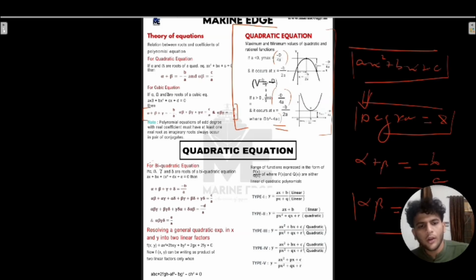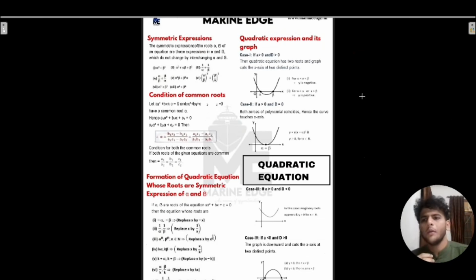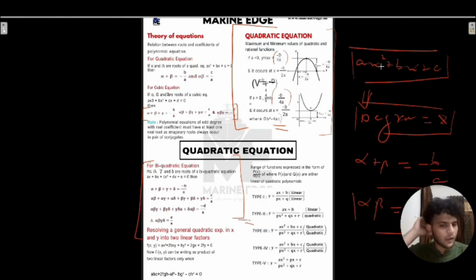Okay, so biquadratic equations also have the very same formulas. You can check that out. And now we have resolving a general quadratic expression in x and y into two linear factors. I think you are familiar with Sridharacharya's method. Yes, Sridharacharya's method, we studied how we split up the middle term. So that was for a basic quadratic equation, right?